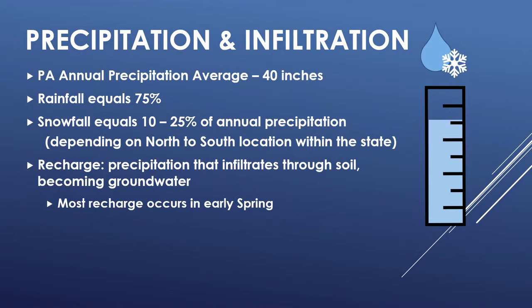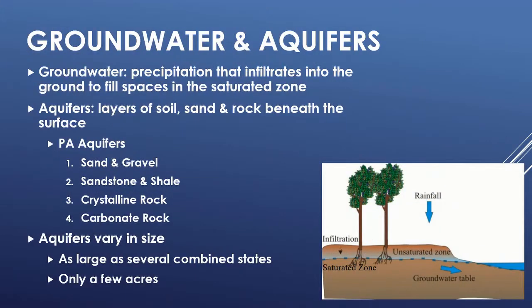When precipitation filters downward into the soil, this is called infiltration. Infiltration plays an important role in supplying drinking water and recharging groundwater amounts. Most groundwater recharge occurs during the springtime. As I mentioned, groundwater is precipitation that infiltrates into the ground or soil and fills the spaces in what is called the saturated zone. The saturated zone is located beneath the surface. The layers of soil, sand, and rock beneath the surface are called an aquifer.